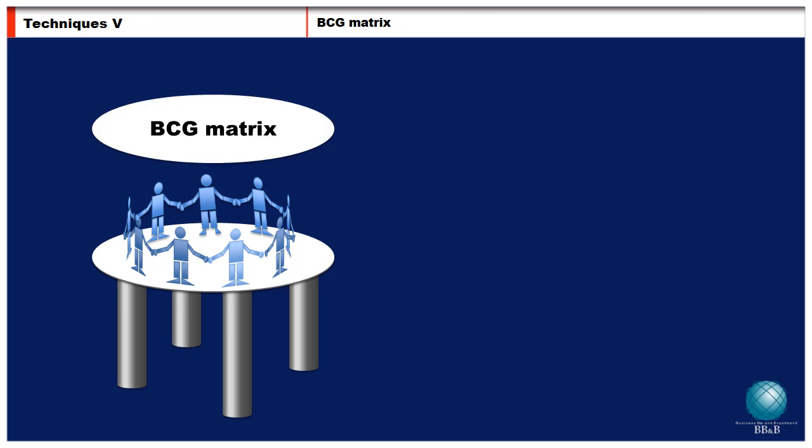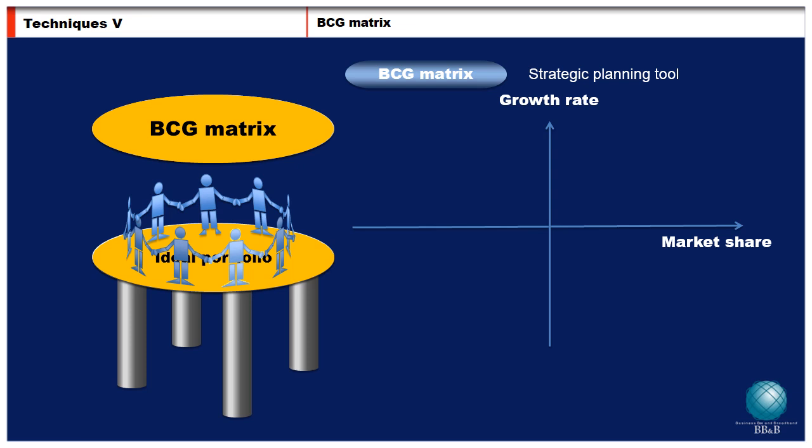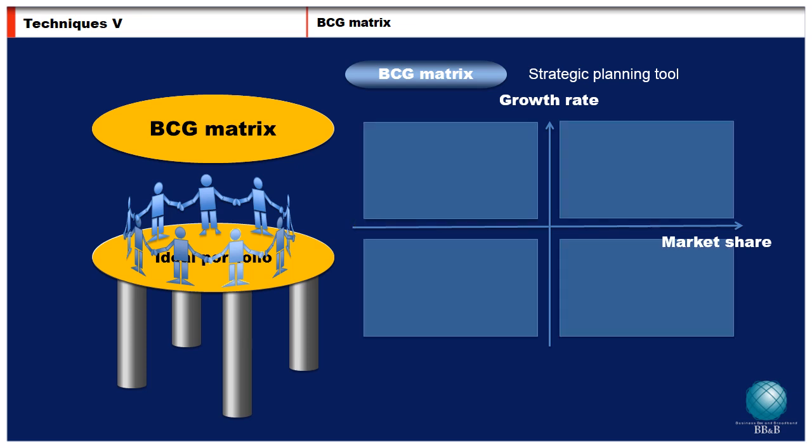The BCG Matrix is a tool to visualize an ideal portfolio of business units or products. The BCG Matrix is a strategic planning tool that helps managers assess a business unit's attractiveness based on its growth rate and market share. Growth rate's two positions, high or low, cross over market share's two positions, high or low, providing 4 dimensions to be investigated.